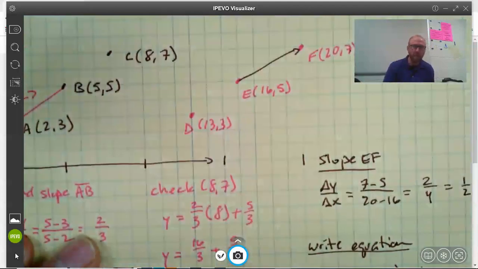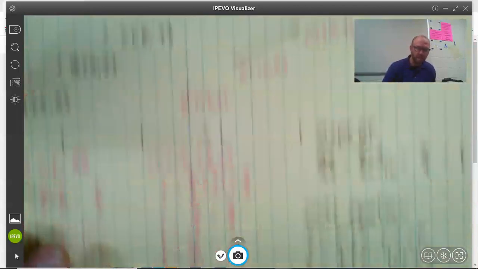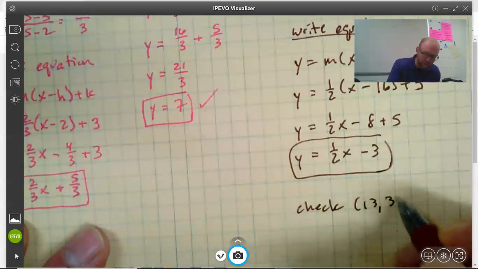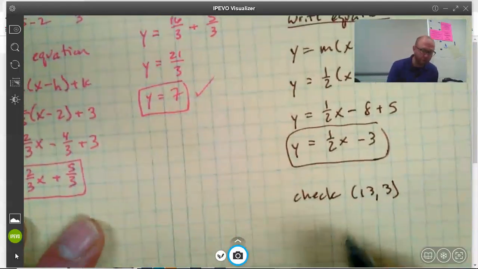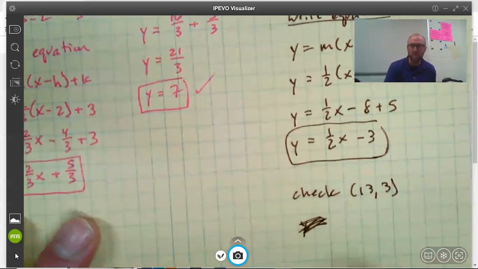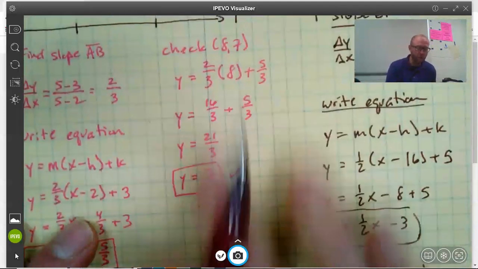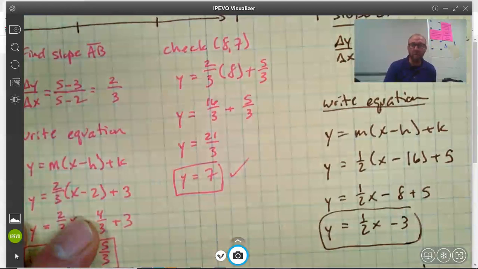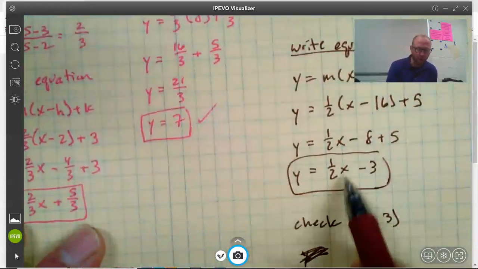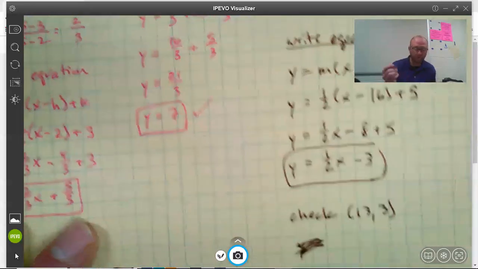this point here, 13, 3. That's D. So we're going to check 13, 3 to see if it's on that line. So we'll plug in y equals, actually, over here for the check, we solved for y, we got y equals 7, we showed that it was true. Let's do it slightly different here. We're just going to replace y with 3 and x with 13 and see what happens.